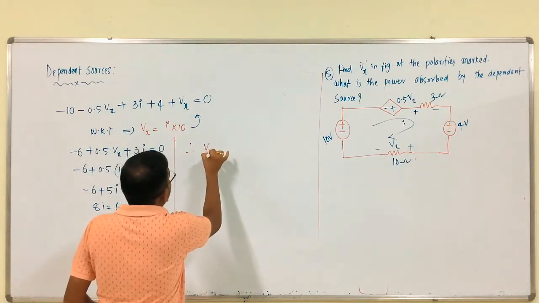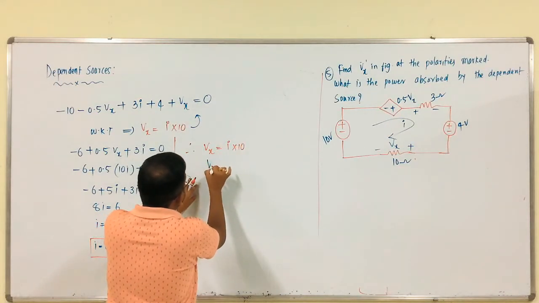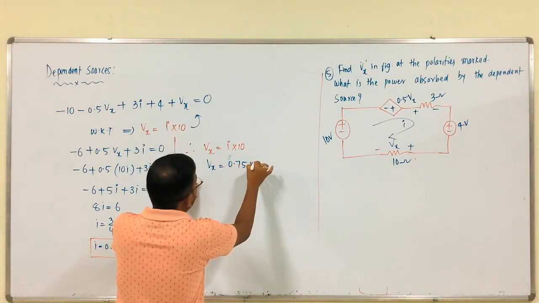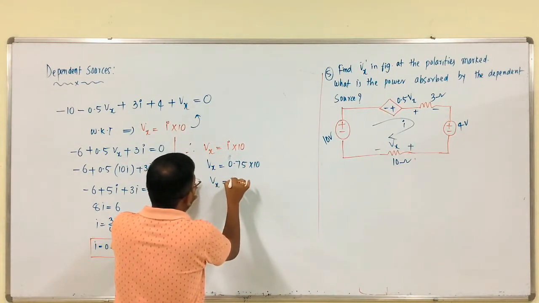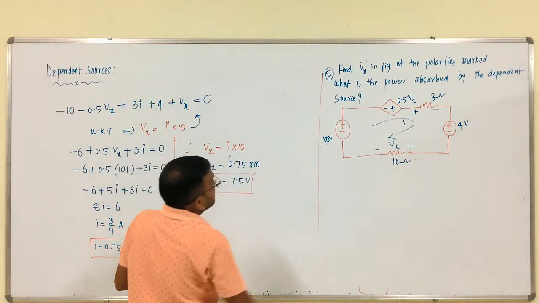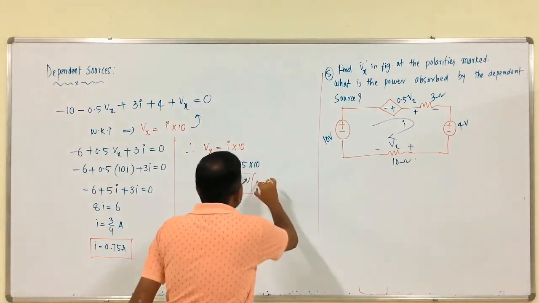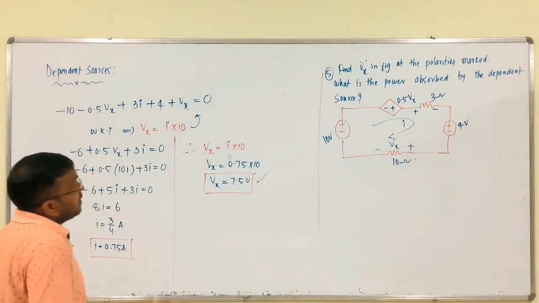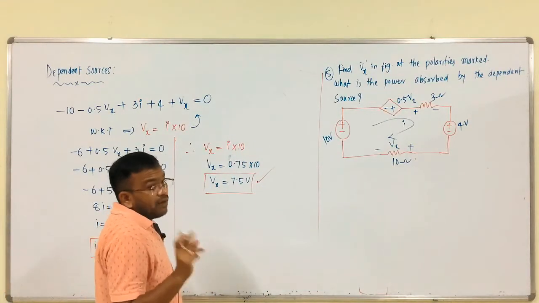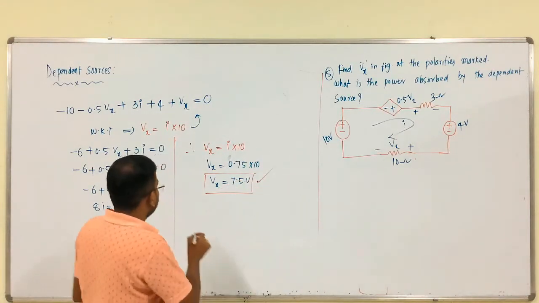Therefore, Vx is equals to what? I into 10, right? So, Vx is equals to I, what is the value of I? 0.75 into 10. So, Vx is equals to 7.5 volts. We have this Vx, that is 7.5. Part of answer is completed. Next, what is the power absorbed by the dependent source? Before that, we have to calculate that value of the dependent source.